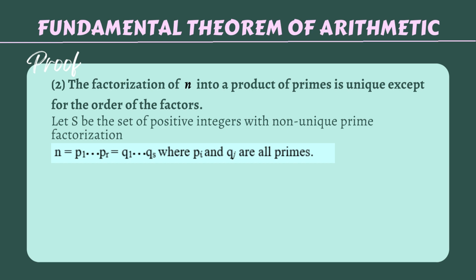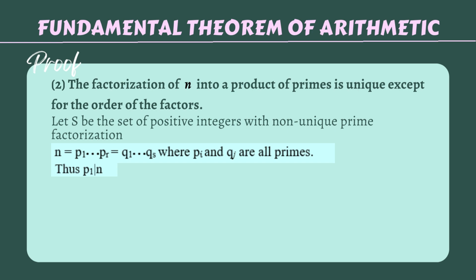So n is equal to p sub 1 all the way up to p sub r, equals q sub 1 all the way up to q sub s, where p sub i and q sub j are all primes. As we can see, there are two different sets of variables, p and q, which are equal to each other. This is because we need to prove that there is more than one composition of prime numbers whose product is equal to n.